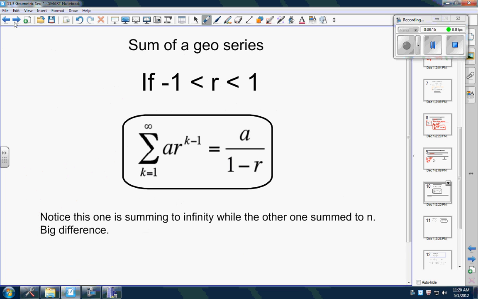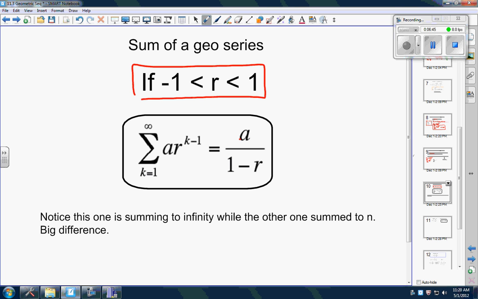So if the rate is anywhere from -1 up to 1, so a fractional ratio here, obviously it can't be a 0, then here's what happens. It's just the first term divided by 1 minus r. This is only if the rate is small. So if you're adding less and less and less each time. If you're adding more and more and more each time, this thing goes to infinity.